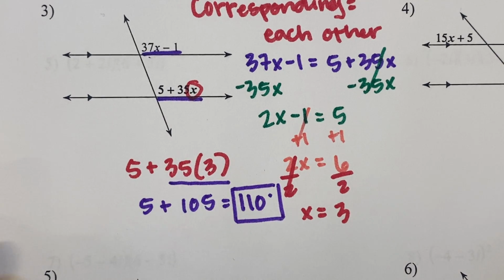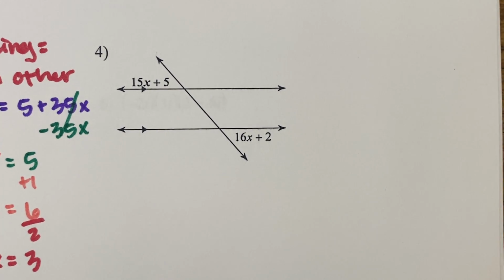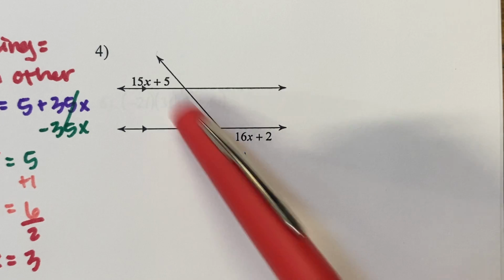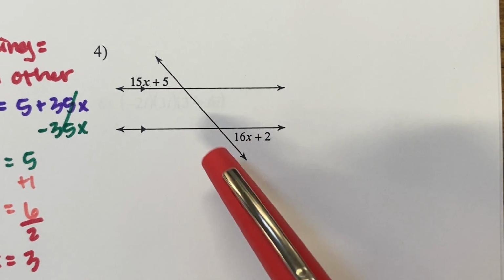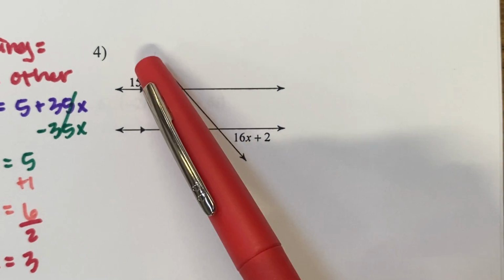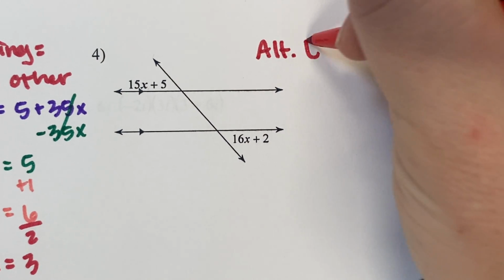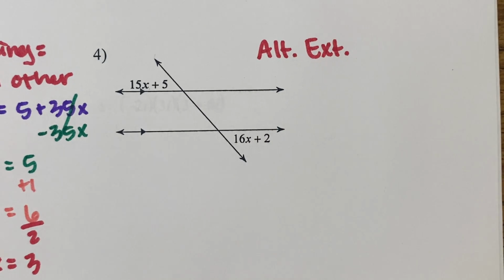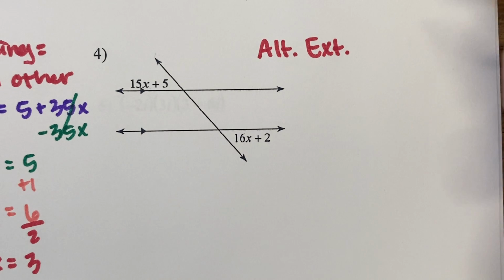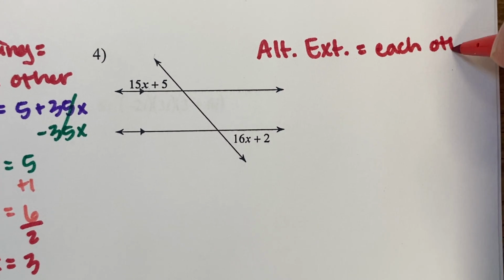Beautiful. Alrighty, another relationship. Okay, so this one, I see that one's on the left side, one's on the right. So that tells me alternate. And they're both on the outside of my parallel lines. So this relationship, alternate exterior. Okay, well, we remember that alternate exterior or interior equal each other.